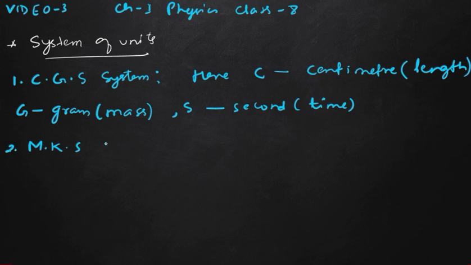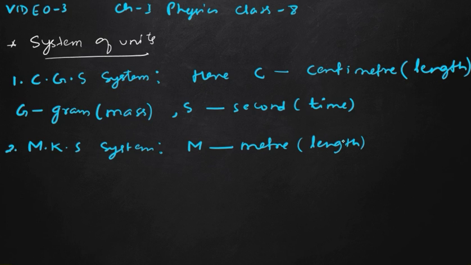And the second system is our MKS system. Here M stands for meter, and this is the unit of length. So you can see the difference in CGS and MKS. In CGS system, we use centimeter for measuring length, whereas in MKS system, the standard unit is meter. We use meter to measure length.